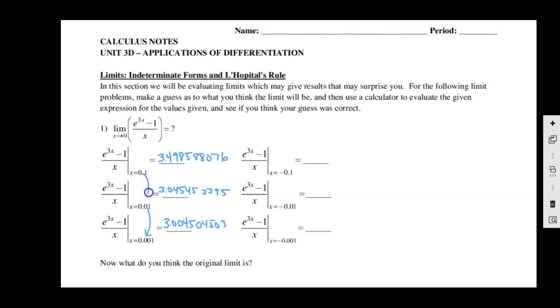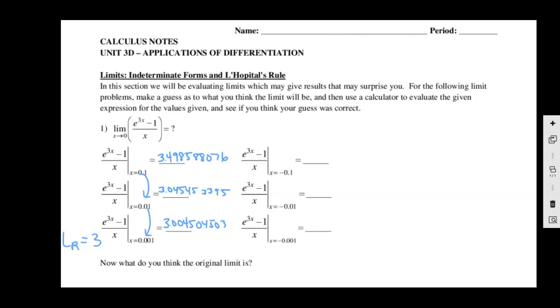So we can see as those x values are getting closer to 0, but on the right side, looks like those y values are also going to get closer to 3. Right? So here it looks like our limit from the right seems like it's 3. As the x values from the right side get closer to 0, the y values from that right side are getting closer to 3. Let's see what happens from the left.